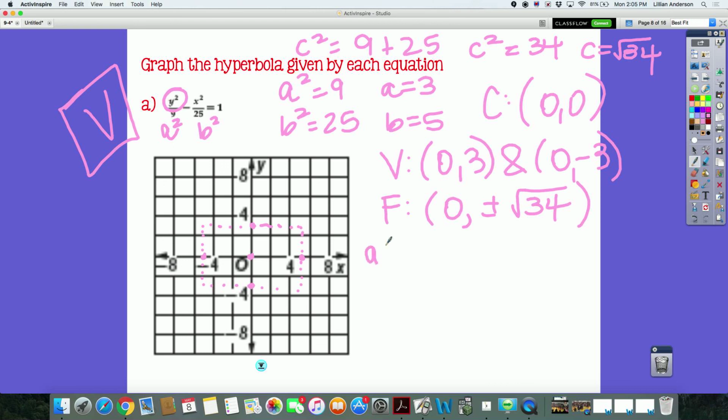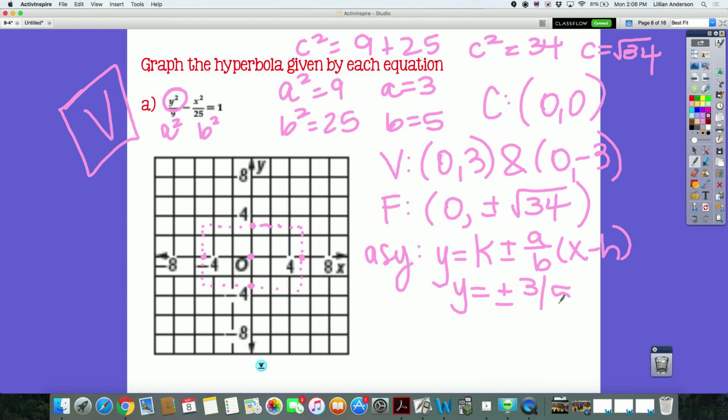Let's find our asymptotes. We know it's going to be y equals. The formula is y equals k plus or minus either a over b or b over a. Since it is vertical, it's going to be a over b, and then x minus h on the end. Since k is 0 and h is 0, it's just going to be plus or minus 3 over 5x. And that's the equation of our asymptotes.